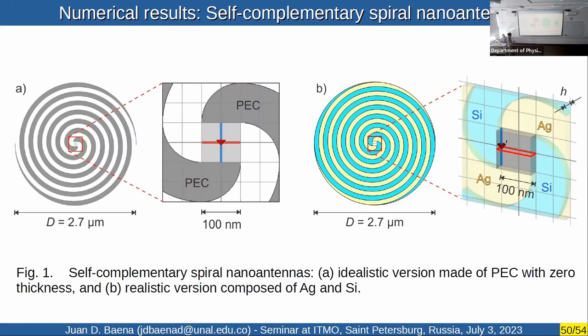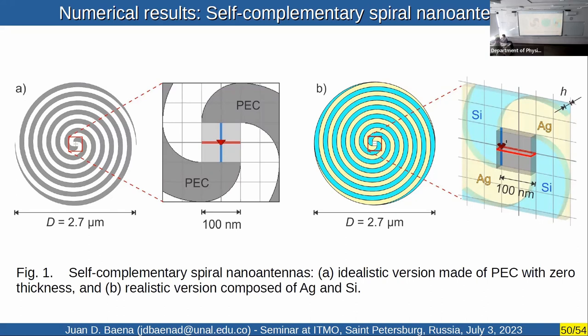What's the thickness in this example? We will try several thicknesses. Here it is H, and H will have different values. One of them will be the good one of 12.7 nanometers. And we will try around that value, like 5 nanometers, 10 nanometers, 20 nanometers. The yellow color is silver, and silicon is the cyan color.